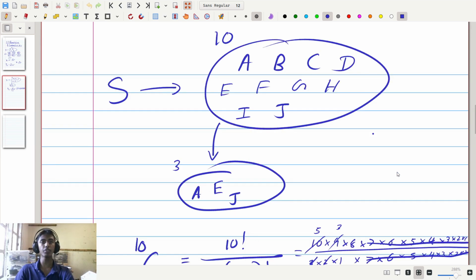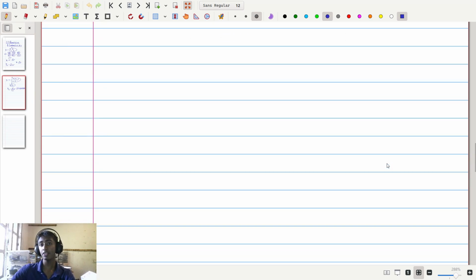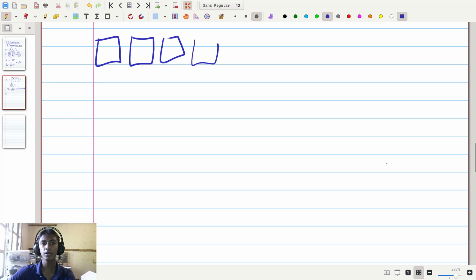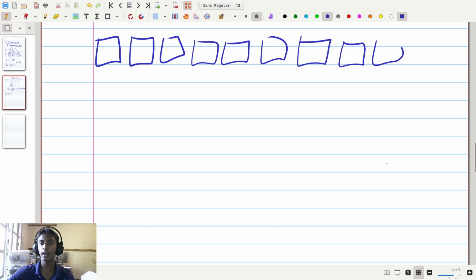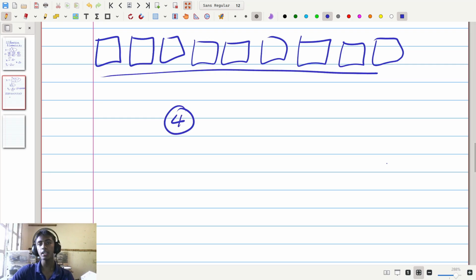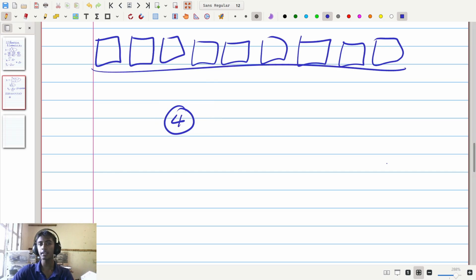For our second example question, let's consider a situation where we have a bunch of chairs and we want to seat people in them. Let's suppose that we have 9 total chairs. Here I'm going to represent chairs with boxes. Here we have 1, 2, 3, 4, 5, 6, 7, 8 and 9 total chairs. And let's suppose in these chairs we want to seat 4 people. Since we have 9 chairs and 4 people, there will be empty chairs left over once we are done seating the 4 people. What we want to find is the total number of different combinations of seating arrangements that we could have for these 4 people.